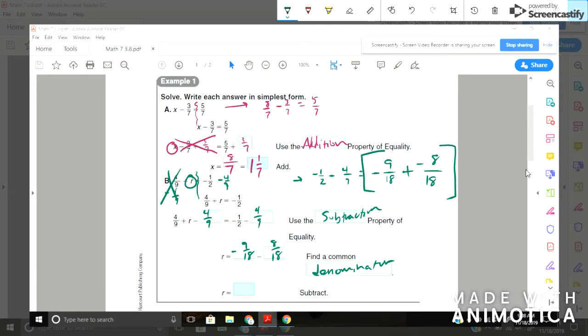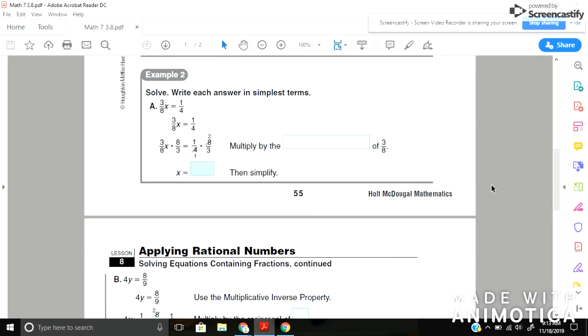Perfect. Now I have negative 9 and I have negative 8. When I add negative 9 and negative 8, I just add the two numbers and keep the sign. So 9 plus 8 is 17, and I keep the negative sign. Negative 17 and the denominator is 18. So negative 17/18 is my final answer. Again, don't forget about chop chop. And when you're adding two numbers with the same sign, they're both negative, you just add them and keep the sign.